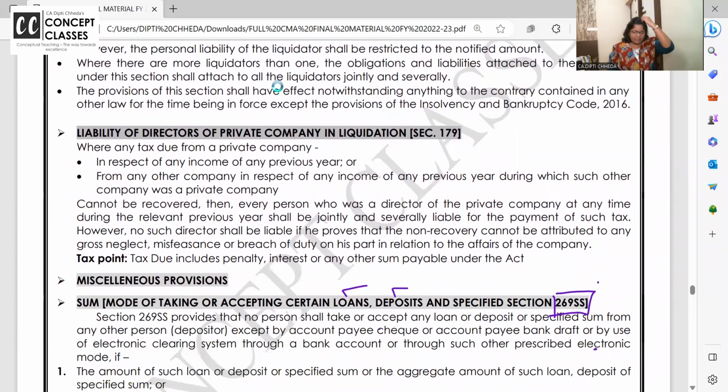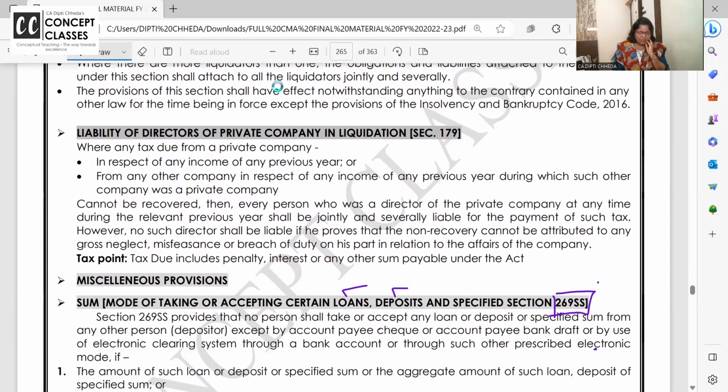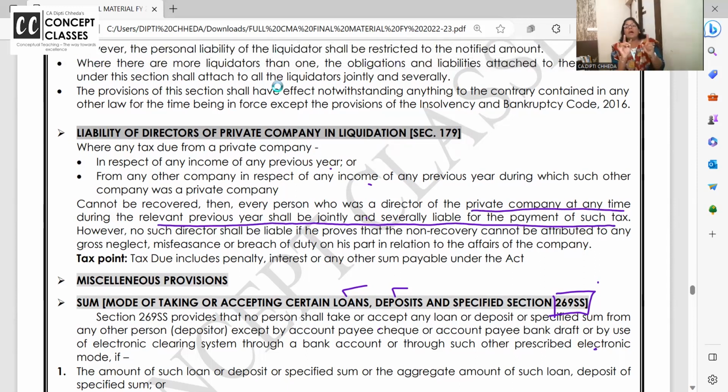Liabilities of directors of a private company in case of liquidation. Where tax is due by a private company for any income and all, and it cannot be recovered, then every person who was a director of the private company shall be jointly and severally liable, unless you prove that only one director was guilty and we are not aware of it. Are you getting? Private company का tax कौन pay करना चाहिए, jointly and severally?